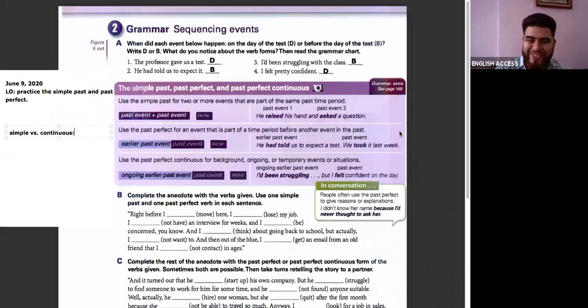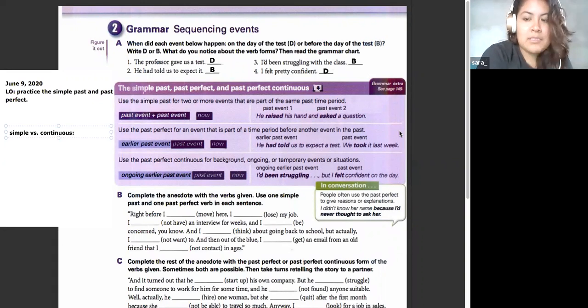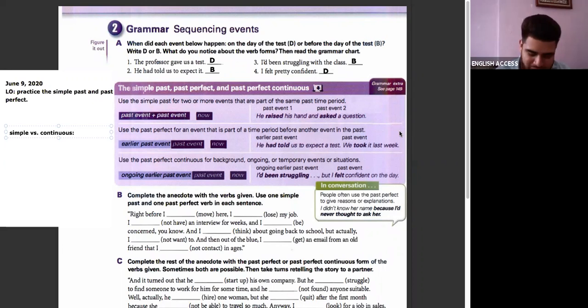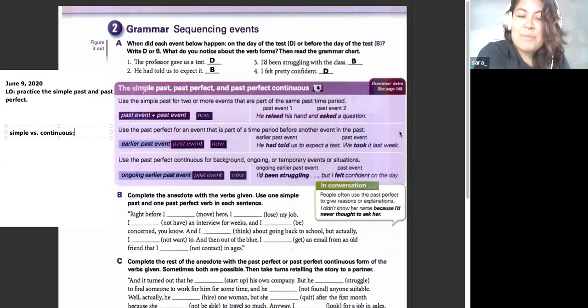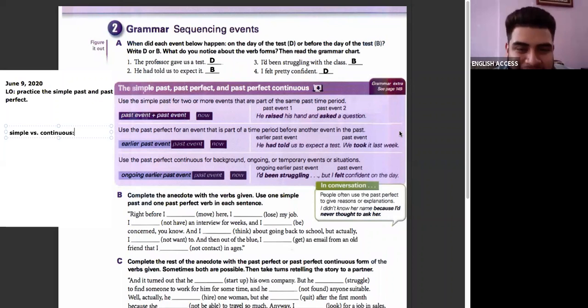Okay. So Mitzi, how do you explain the difference between the simple and the continuous verbs? I can remember that the past continuous is about the action that you keep doing at this time. And past simple, I can't remember. Okay. All right.